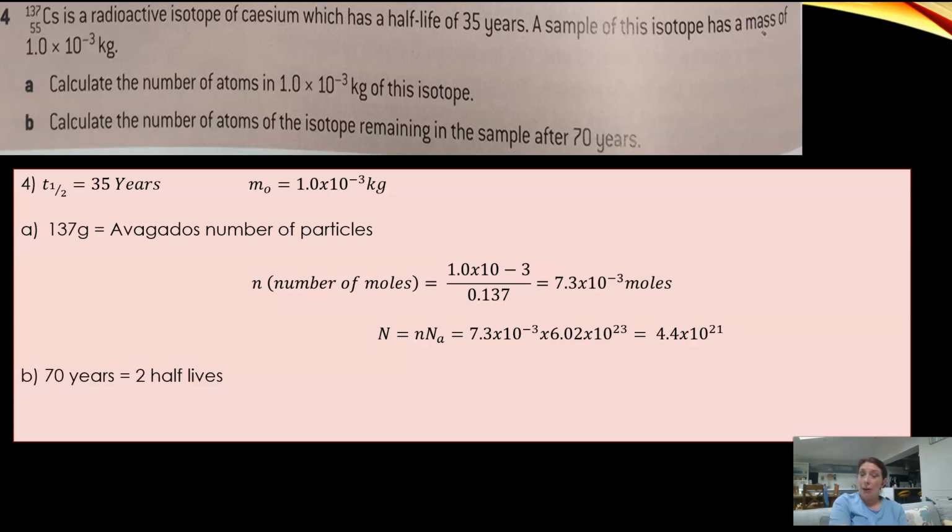Anyway, it says calculate the number of atoms of the isotope remaining in the sample after 70 years. So 70 years is 2 half-lives because a half-life is 35 years. So using your nifty little calculation, 0.5 to the power 2 because it's 2 half-lives, times the original number of atoms, 4.4 times 10 to the 21. So you get 1.1 times 10 to the 21 atoms left.